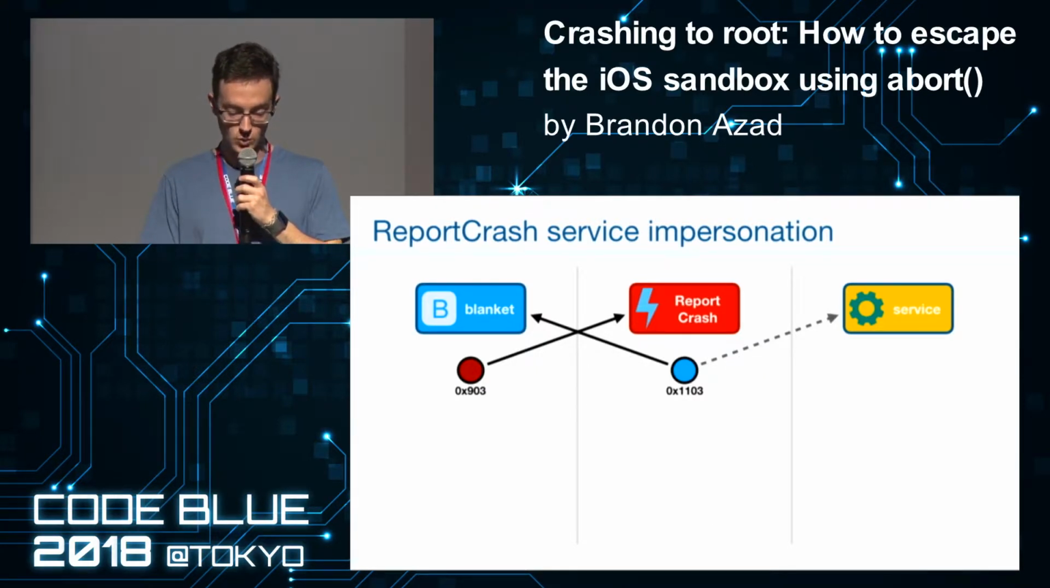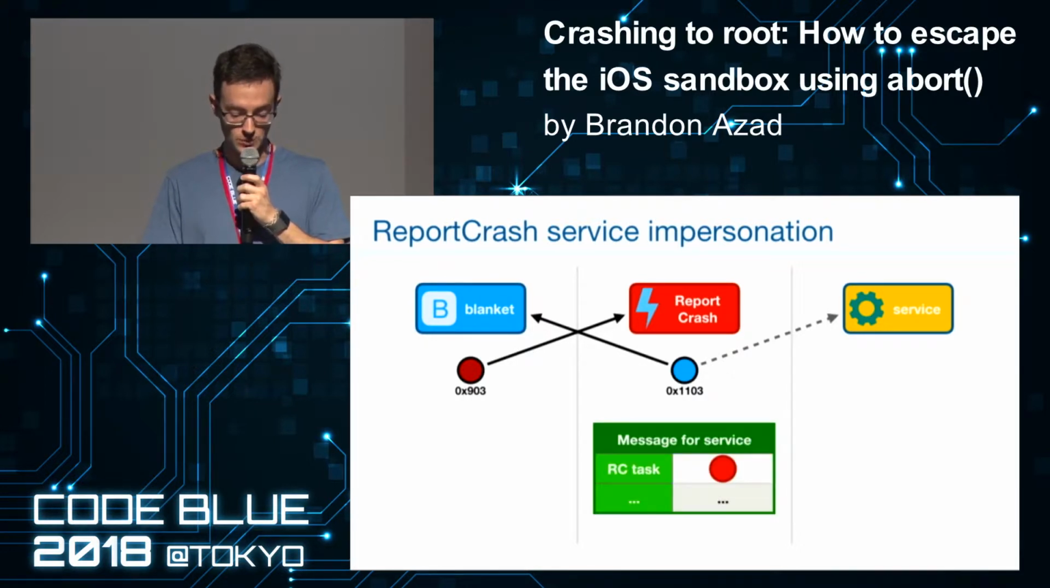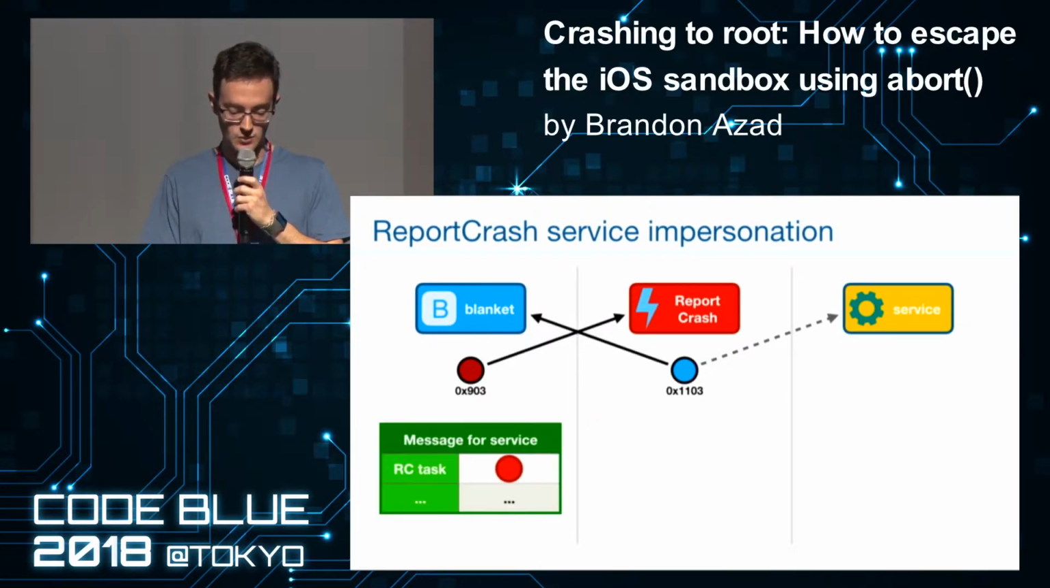At this point, reportcrash does not know that the service port was changed. Any messages that reportcrash sends that are intended for the service will instead be sent to us, allowing us to man in the middle reportcrash's connection with the service. For example, this could be useful if reportcrash tries to send its own task port to the service. That message will instead be delivered to us, giving us a copy of reportcrash's task port, and then allowing us to take control over it.